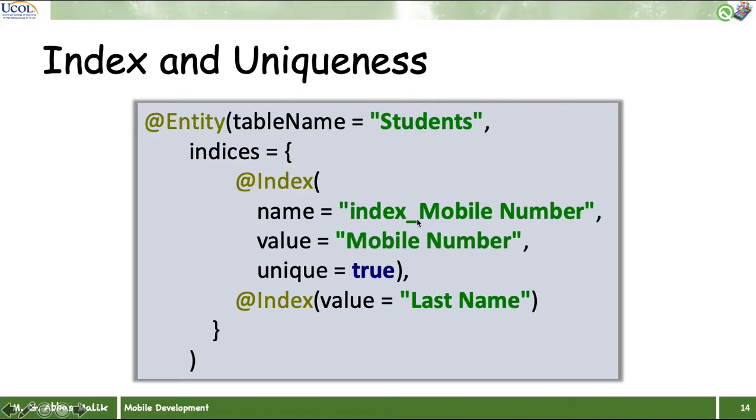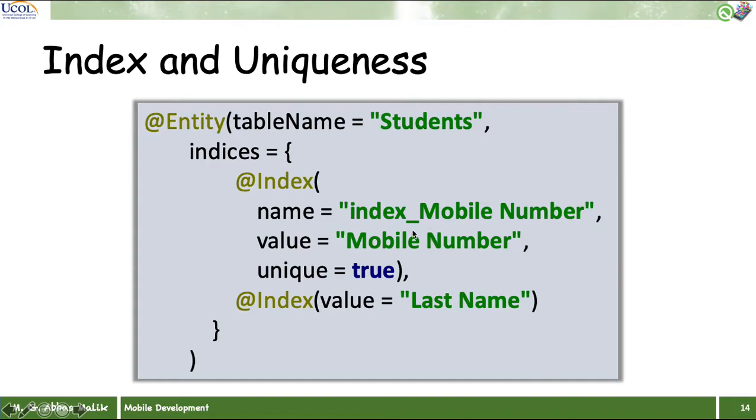just like we are giving some object a name. Okay, so we have the value mobile number, and then we have unique is equal to true. It means that mobile number in this particular table will have a unique value. No two students can have the same mobile number. So that's what we are trying to explain here. We are applying certain constraints on that particular mobile number column. And then we have defined the second index, that is the value on the last name.